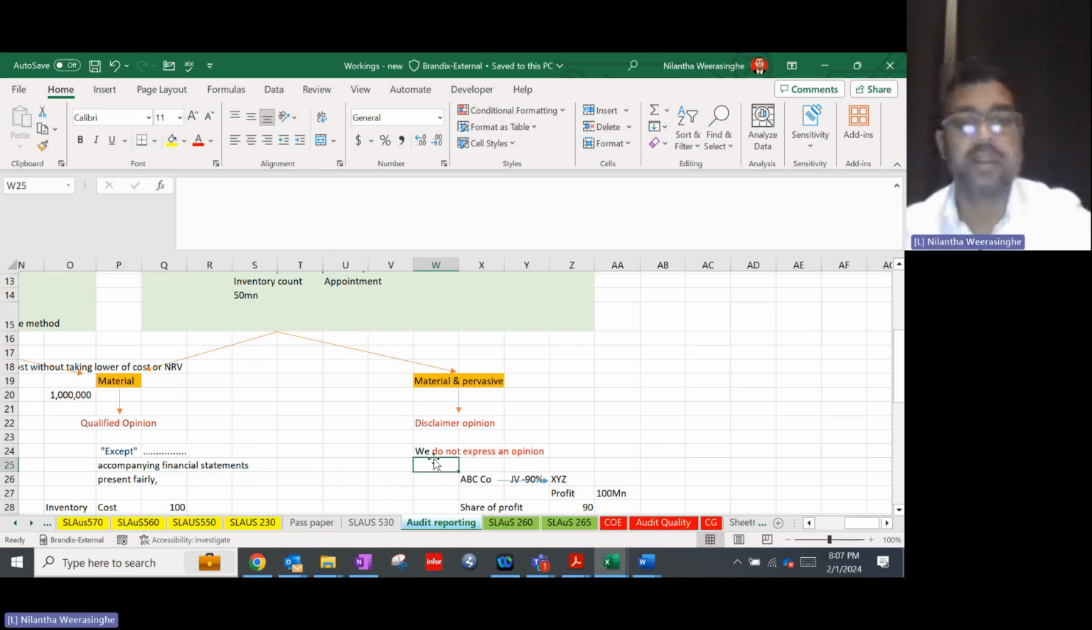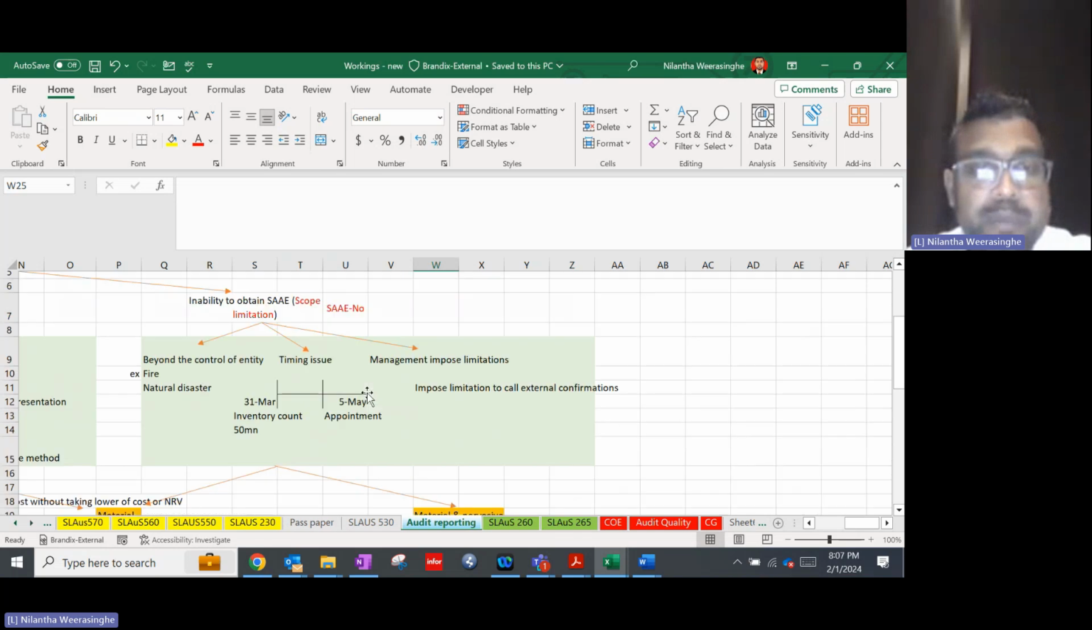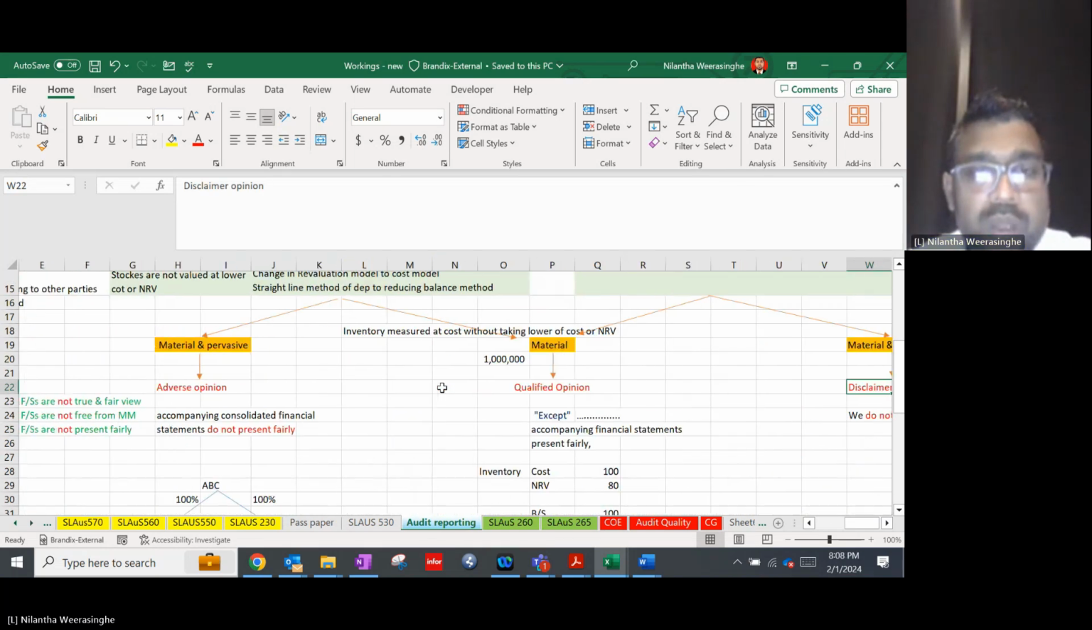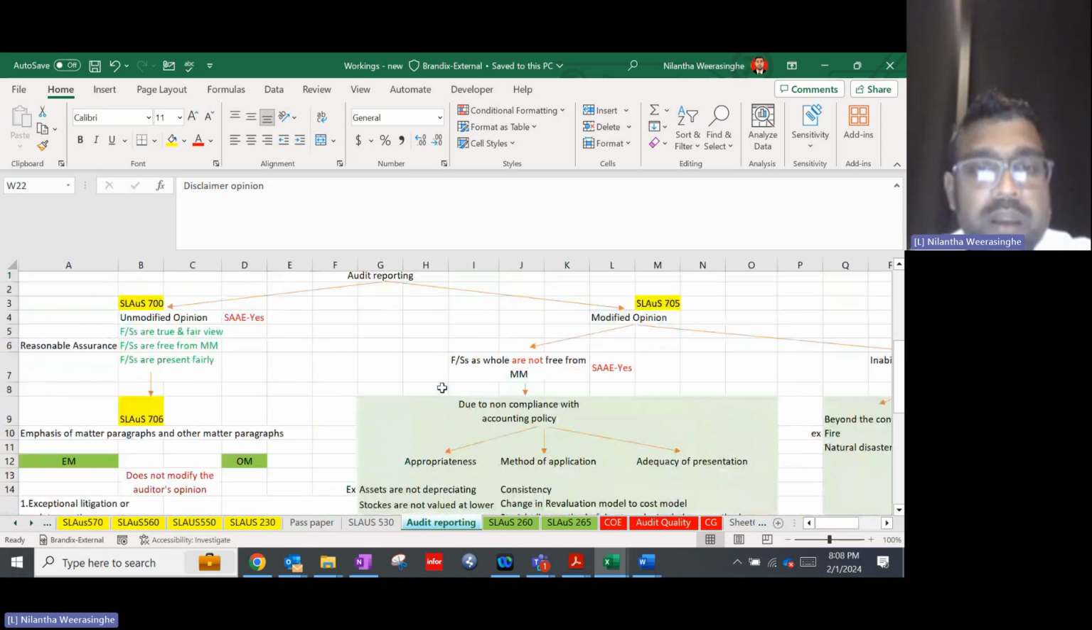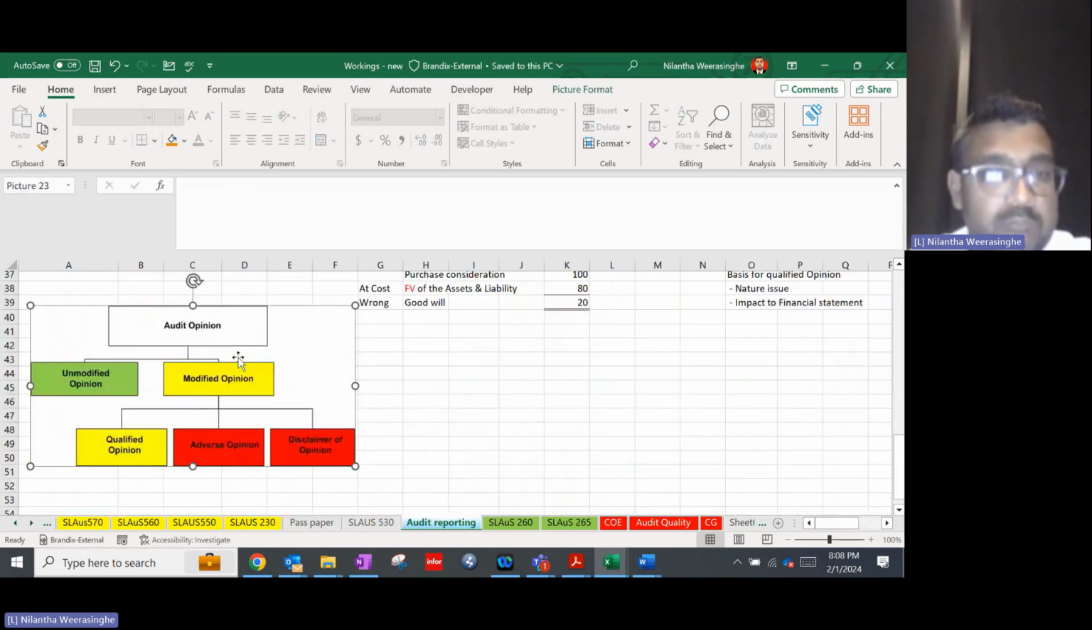Okay, fine, done. Okay, right. If inability to collect sufficient appropriate audit evidence is very serious, a disclaimer of opinion. Now, this is the summary of what? SLA 705. You can see a conceptual summary here, a small summary.